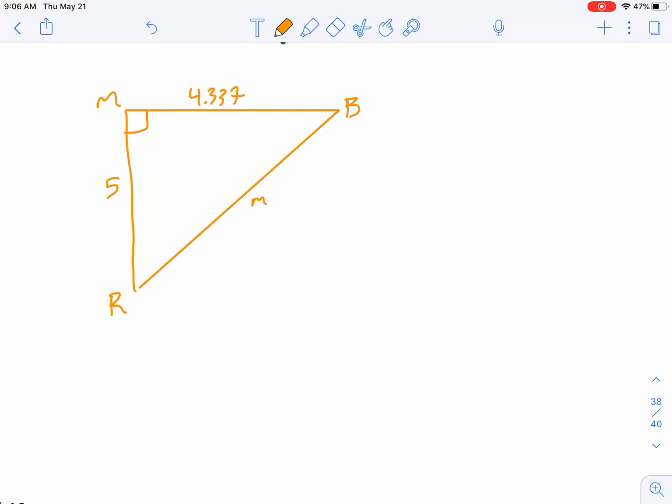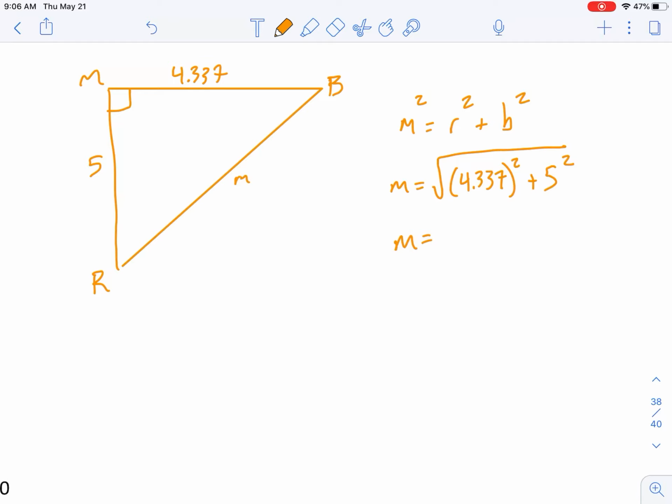hypotenuse. So we can use the Pythagorean theorem: m squared is equal to r squared plus b squared, or two side lengths squared, then square root it. So m is going to be equal to the square root of r squared, which is 4.337 squared, plus 5 squared, 25. And we get m squared is equal to 43.0809. Take the square root of that, and we get 6.619 meters.